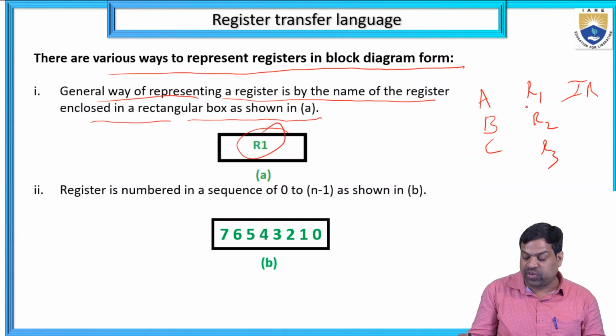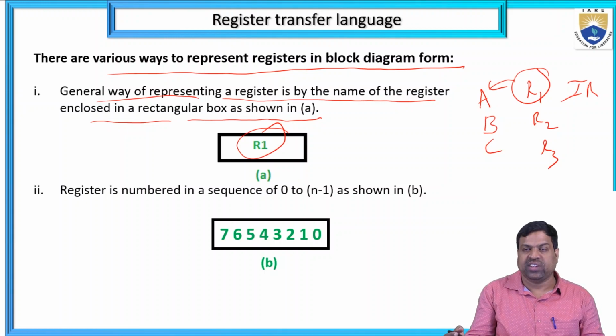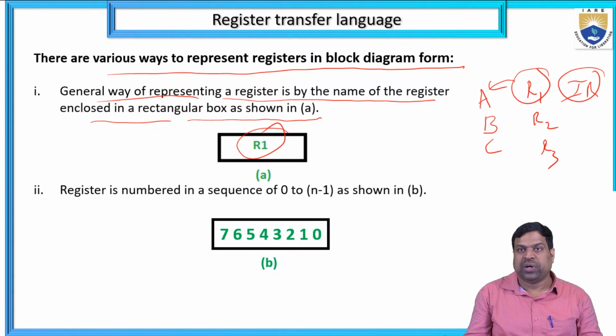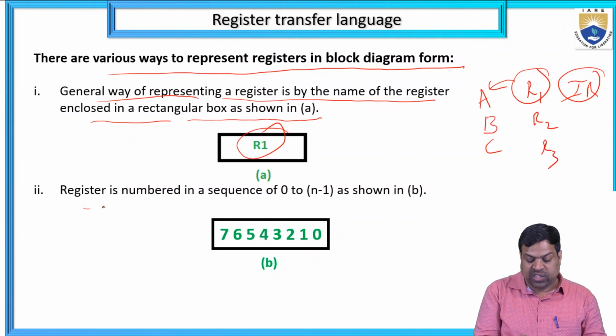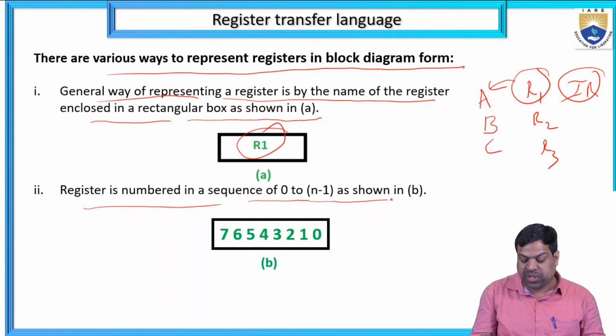So the general way of representing a register is the name of the register enclosed in a rectangular box. I'm taking R1. Maybe I'm taking R1 as A. In place of R1, we can take A also, and also IR. Whatever we take is correct, but here I'm taking R1. I'm taking one example of R1. Okay, register numbered in a sequence of 0 to n-1.